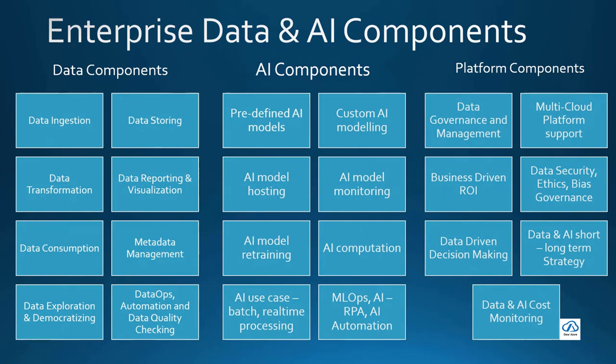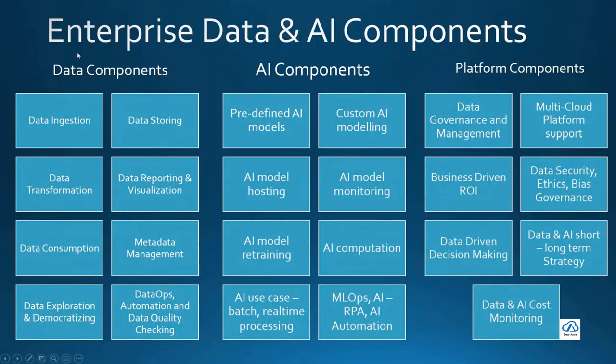So to complete this loop of data and AI, you need to have some components. One side, the left side, is the data components, the middle is the AI components, and the right side is the platform components, which works for both data and AI. And we will need them to design the solution architecture.